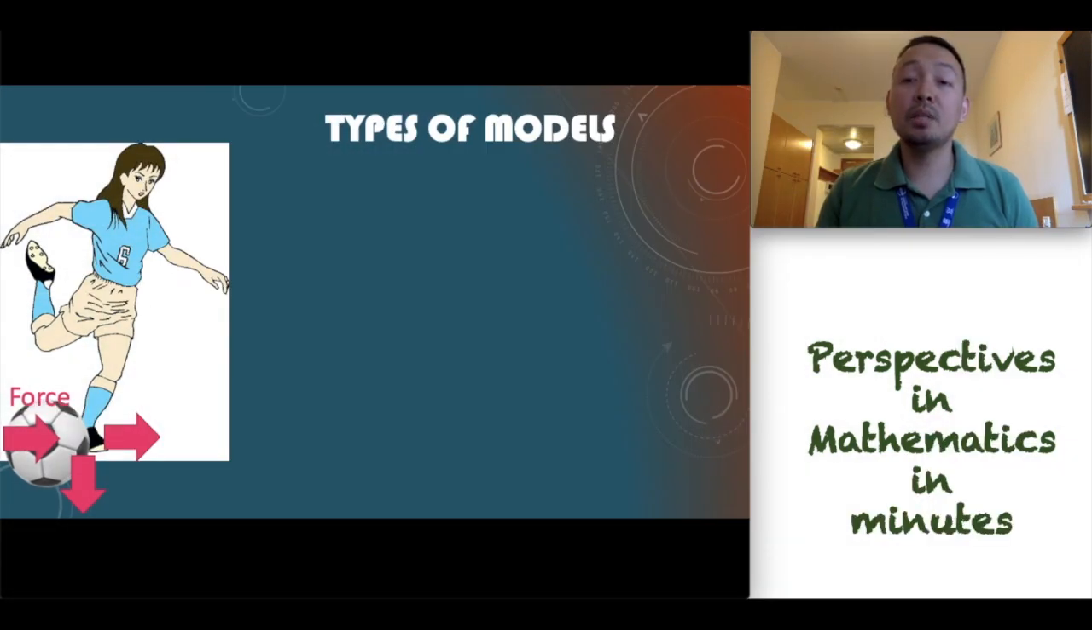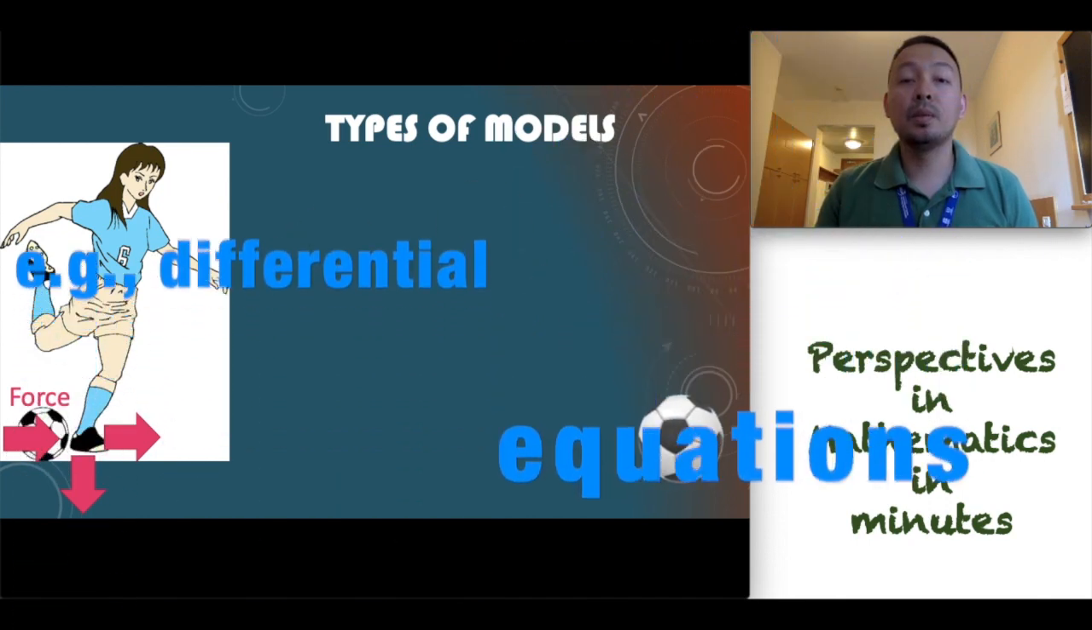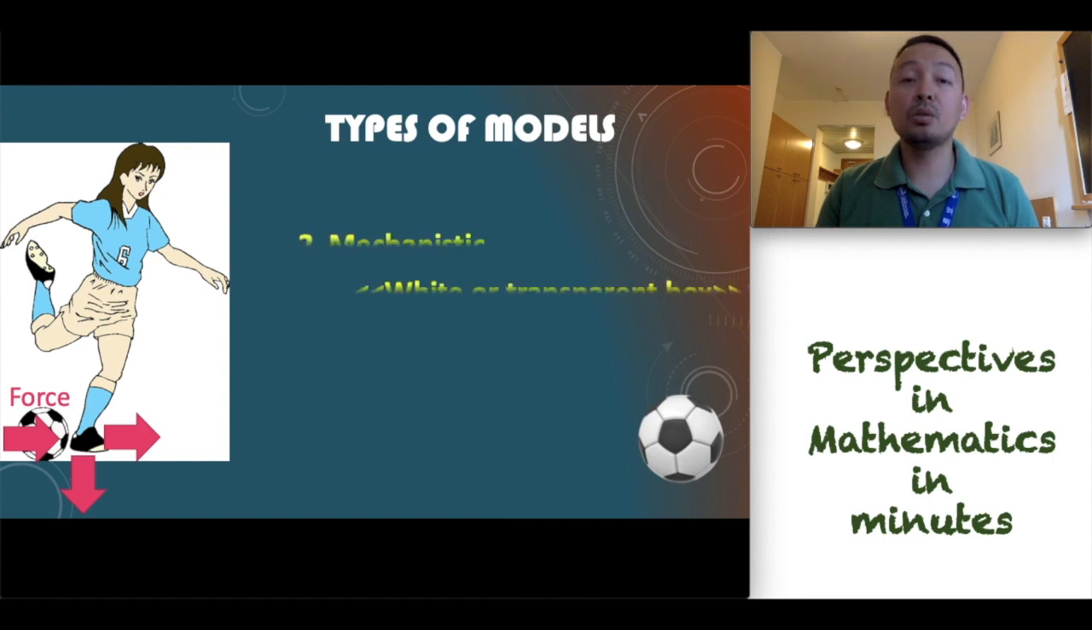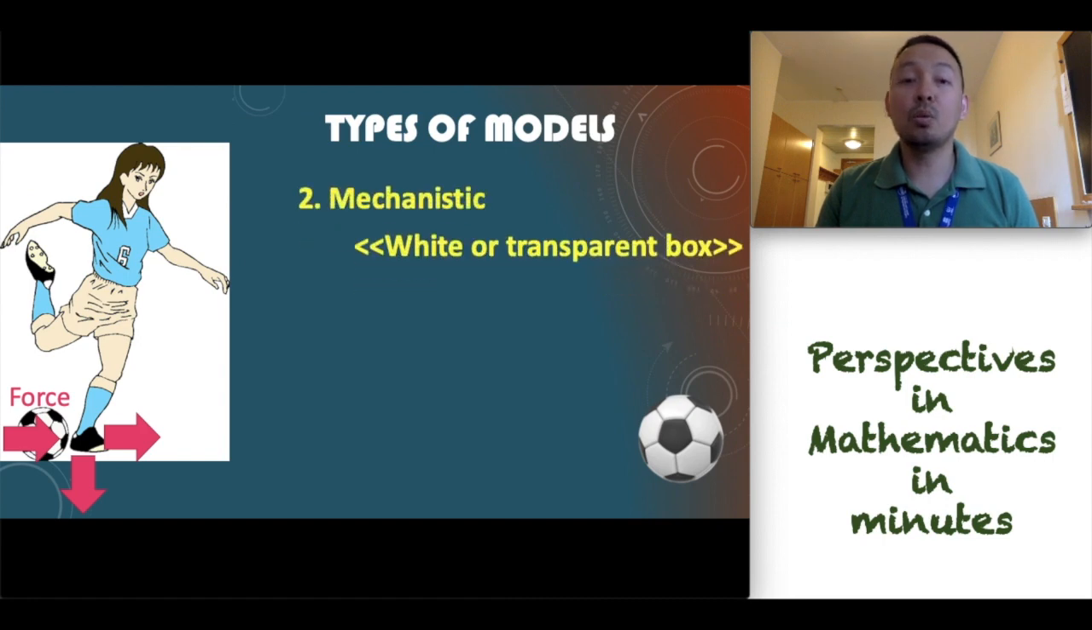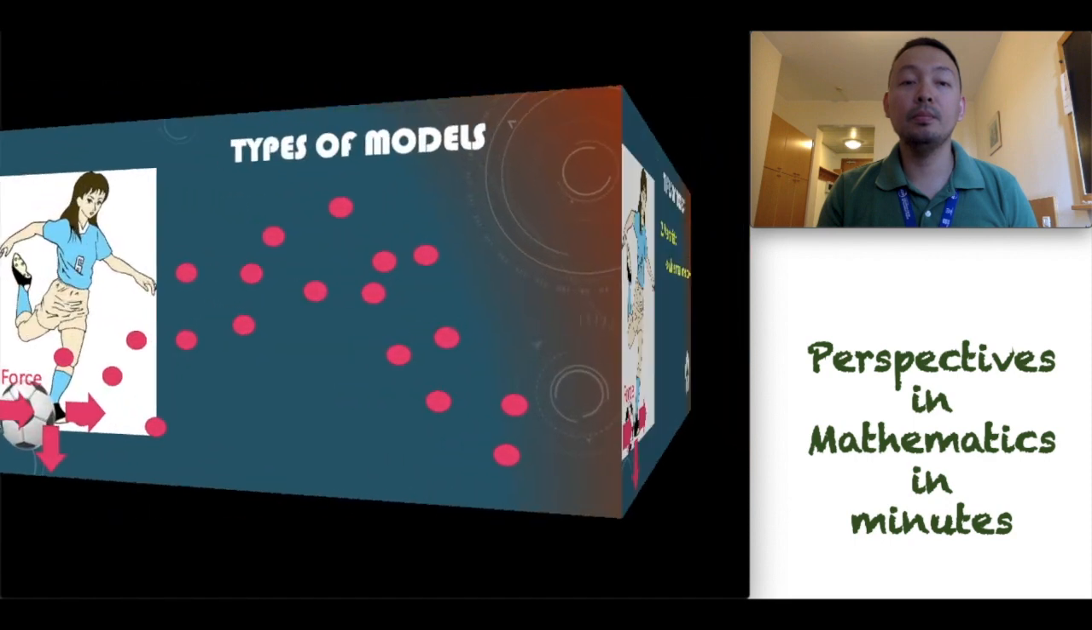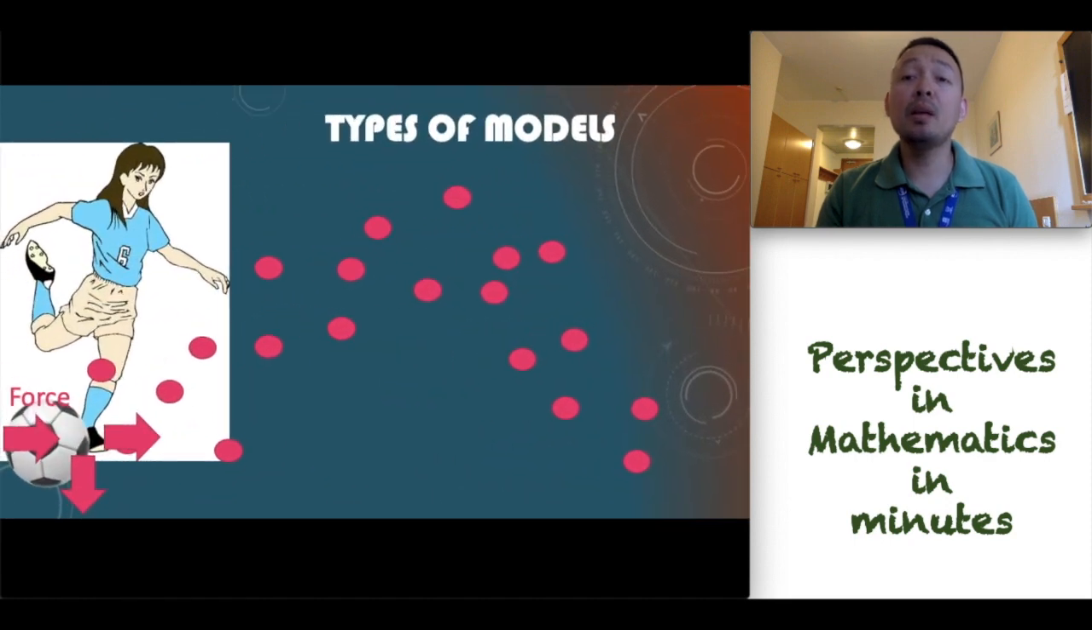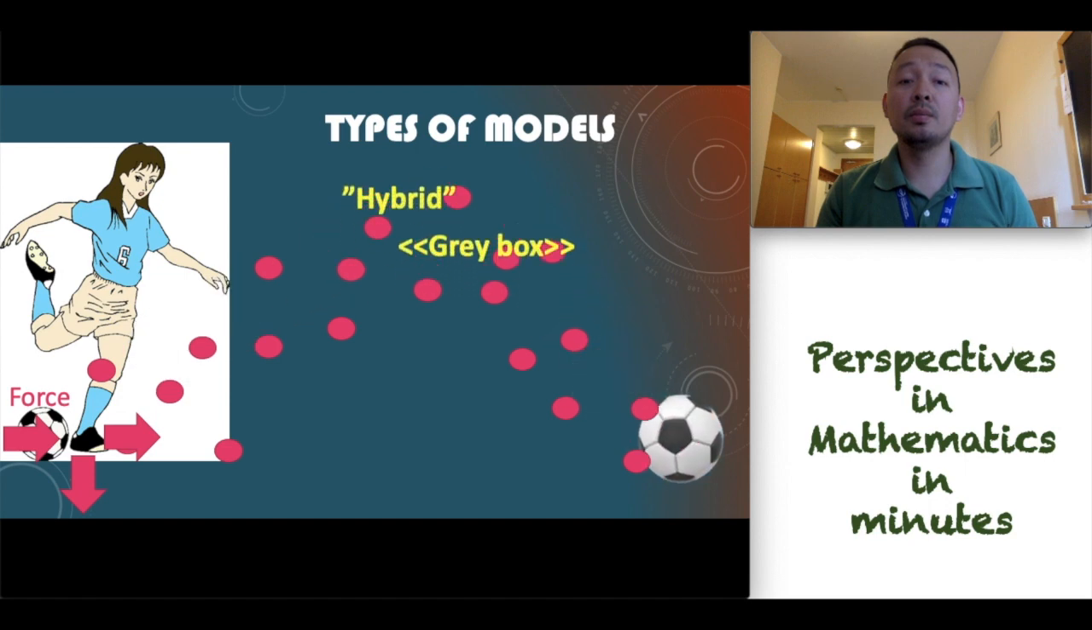A second mathematician might do this, to measure the different forces acting on the ball and create a model. This type of modeling is called mechanistic or white or transparent box. This is called transparent box because we know the mechanisms, such as the forces. We can combine phenomenological and mechanistic modeling, and it is called gray box.